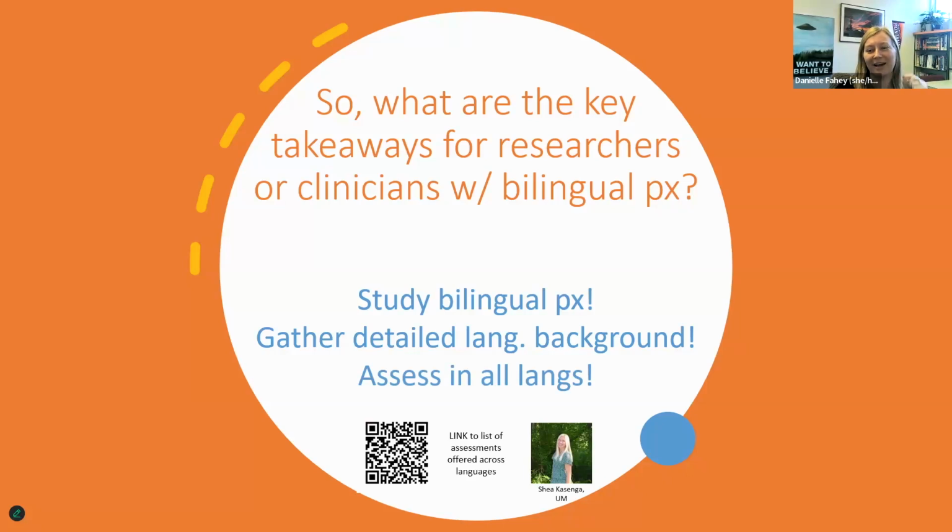And before I end, I just want to point out, if you're wondering what assessments across languages? We have a systematic review that my student has conducted of assessments across languages, and as well we indicate whether they've been normed bilingually or monolingually.